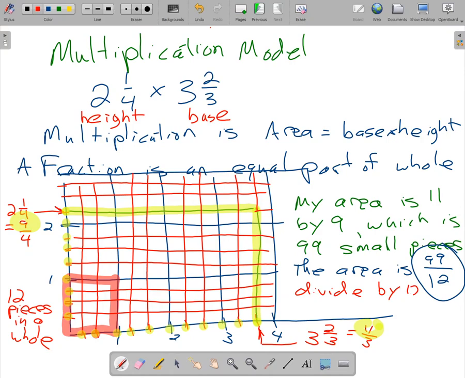What does divide by 12 mean to the picture? You're gonna make groups of 12. Yeah, exactly. So in other words, I'm finding groups of 12 to make wholes. I'll do that both ways, in the picture and with division.